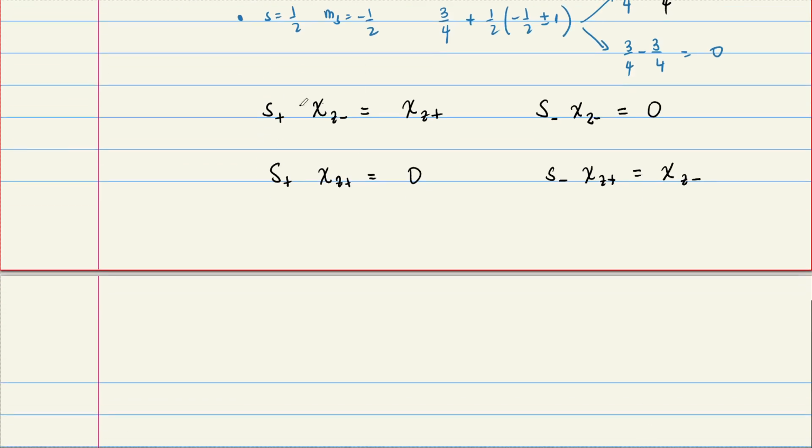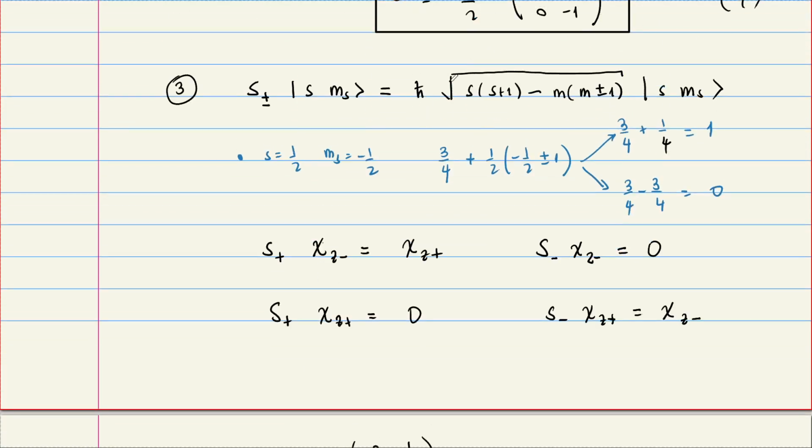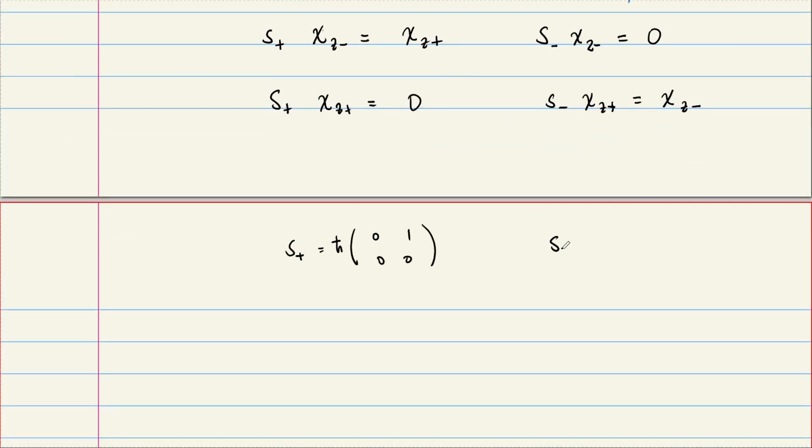And now you can try to deduce the matrix form. That's the nice thing about 2 by 2 matrices: you don't have to go around and do algebra every time. You can guess, and you can fix your guess. It's just two numbers you need to multiply. So S plus is going to be 0, 1, 0, 0, with an h bar, because there's an h bar here. And S minus is going to be h bar times 0, 0, 1, 0.